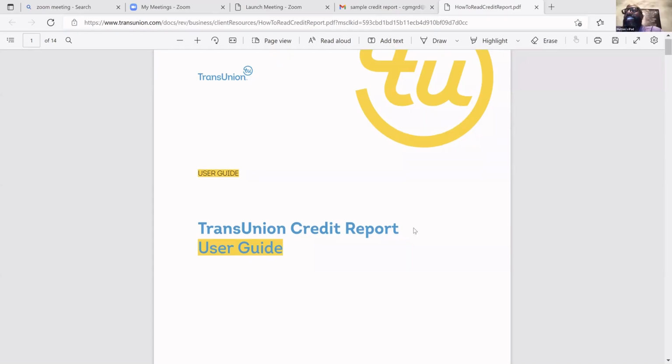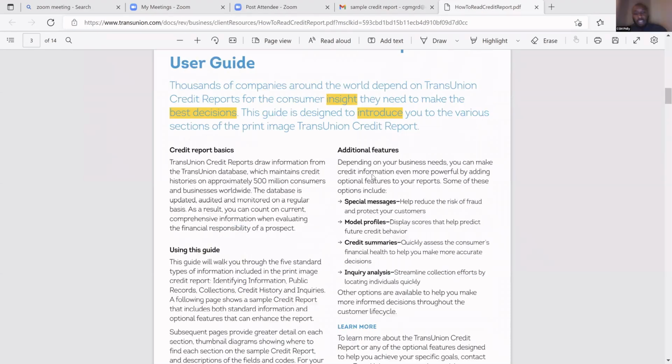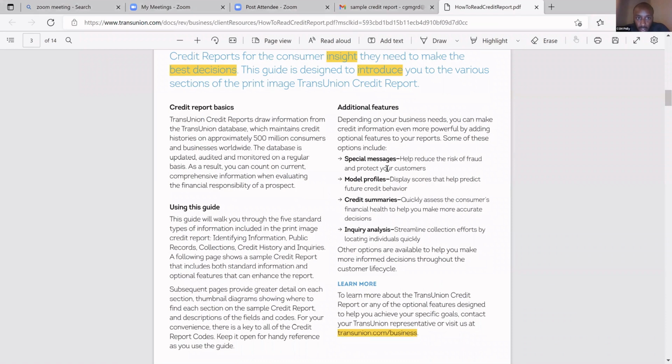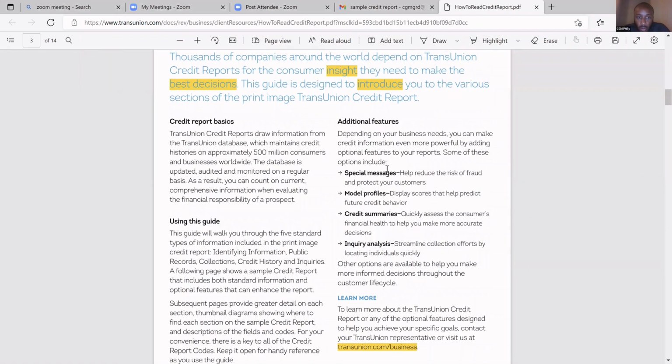If you guys have things you want to ask Jermaine about, that's what we're going to do today. Do you guys have accounts with TransUnion, Experian, or Equifax? Do you look at those at all?